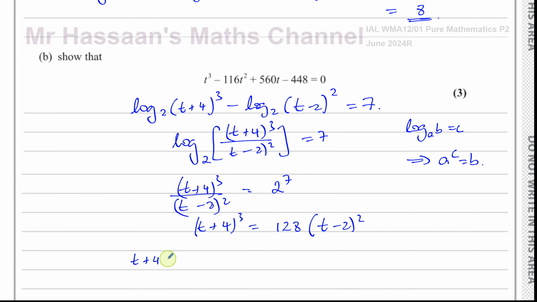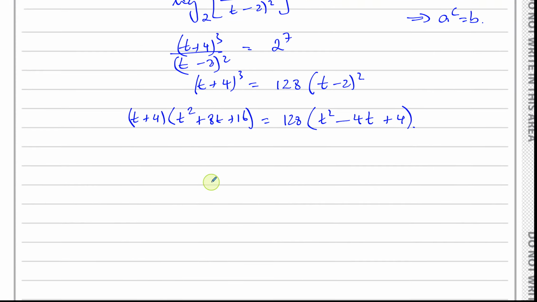The easiest way to cube it, I could use binomial expansion. Well, this is pretty easy. You can just write this as t squared plus 8t plus 16. It's like you square t plus 4 and then multiply it by t plus 4. And that gives you 128 times t squared minus 4 times t plus 4. Just expanding that bracket. Now I can expand this further.